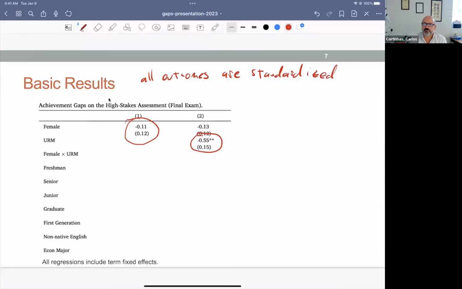Okay. But then we were really curious if the gap differed for female and if the URM gap was different for female and male students. Yes, Amira.